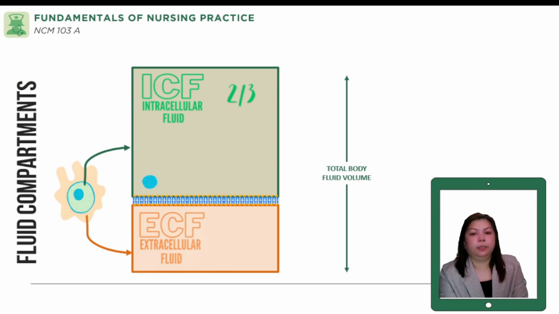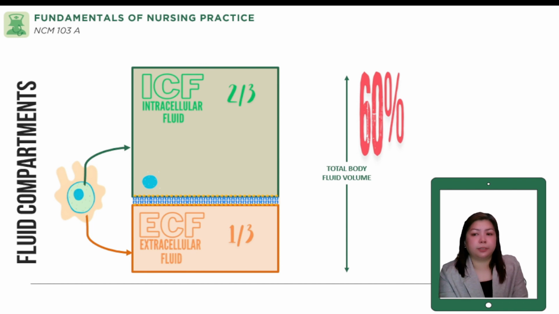So most of the fluid that is inside the cell is about 2/3 of the total body weight. The remaining 1/3 is composed of your ECF. If we assume that there is an average of 60% of your body weight that is the total body fluid volume, we have around 40% that is the intracellular fluid, and about 20% of the extracellular fluid. So don't forget, 60, 40, 20.